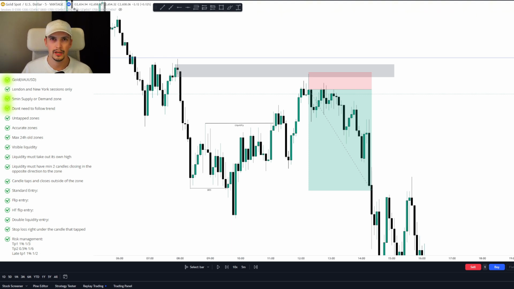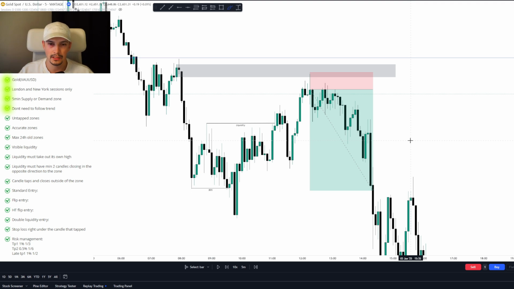I do not follow any trend, and I only trade the London and New York sessions. I really like gold because it has a lot of volume, and when you add 5-minute supply and demand zones every time, you get a lot of opportunities to get trades. The next 3 rules are about the zones.